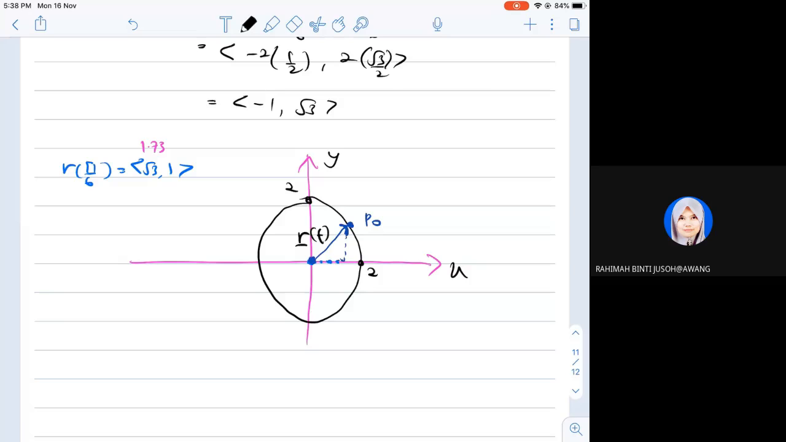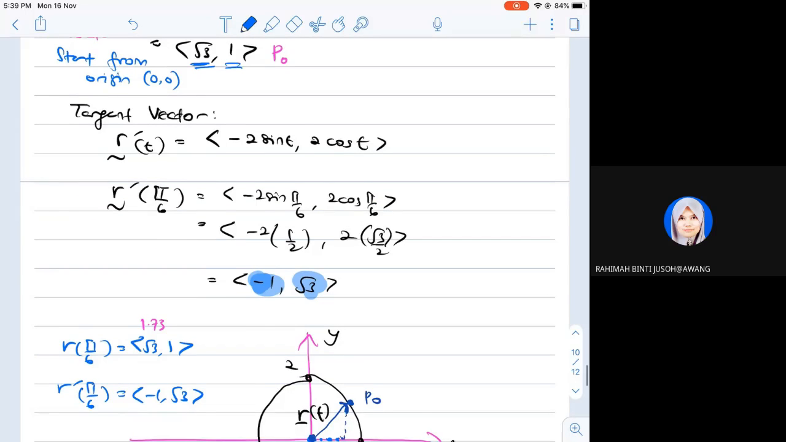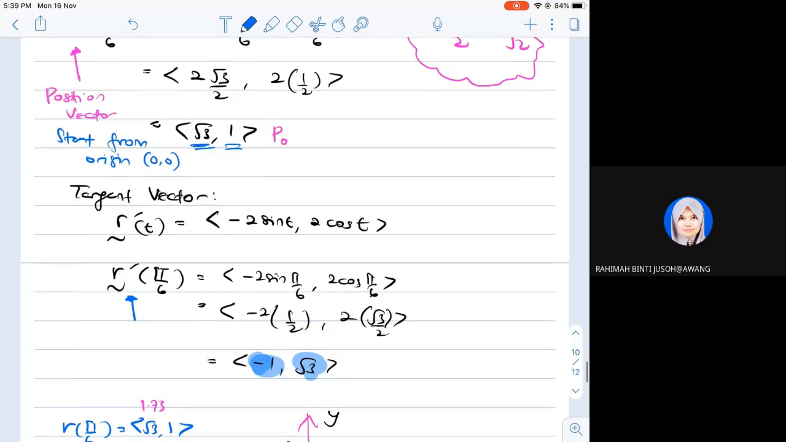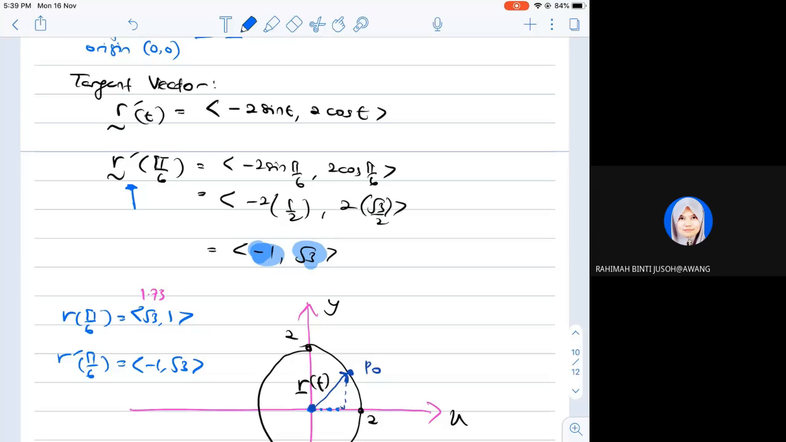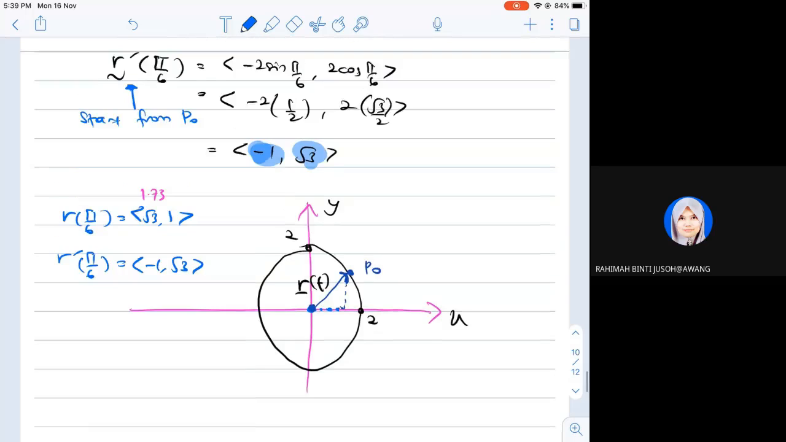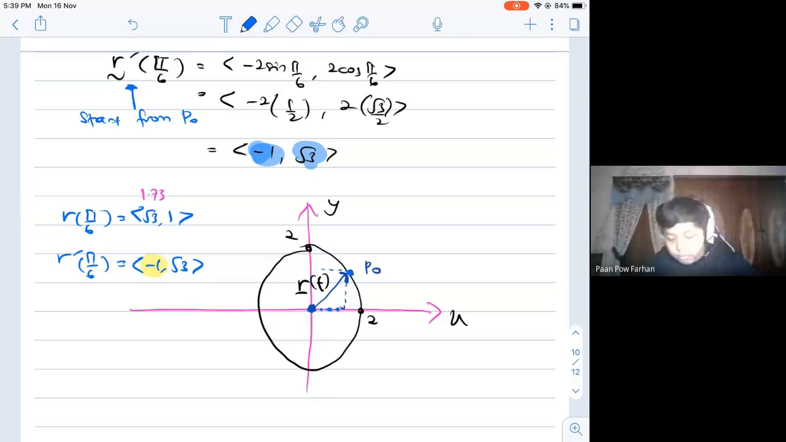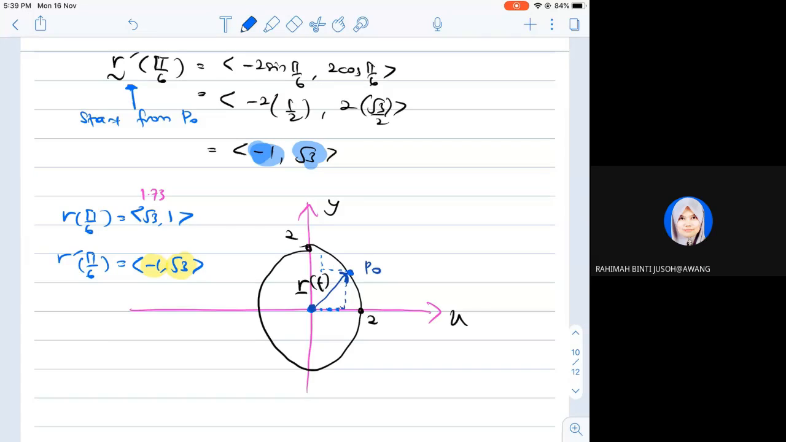Okay. Next, we want to plot the tangent vector, r prime pi over 6. We have this from earlier, right? So we have negative 1 and then square root 3. So to draw the tangent vector, guys, whereas the position vector starts from the origin, in order to sketch the tangent vector, we start from P naught. So starting from P naught, which way do we move, right or left? To the left, yes, one step. And then do we go up or down? Up, because it's positive. Therefore, this is the tangent vector r prime t.